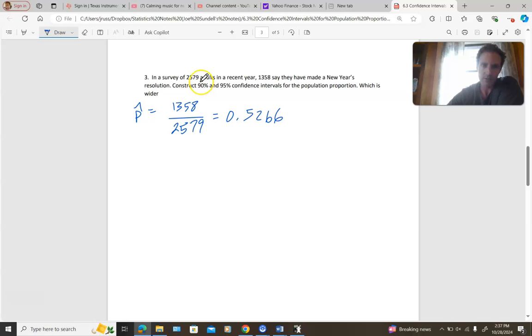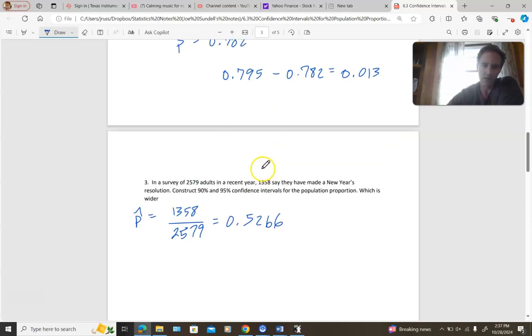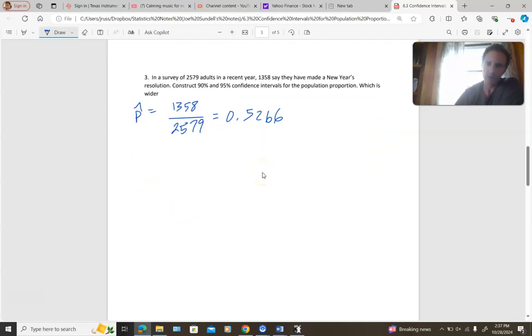All right, so that's my point estimator, and it's around this that we'll construct our confidence interval. We'll do the 90% first. We'll do this one by hand, and then we'll do the other one using the calculator. All right, so the margin of error, if you were to scroll back up, is equal to our associated critical z-score times the square root of p hat times q hat divided by the sample size.